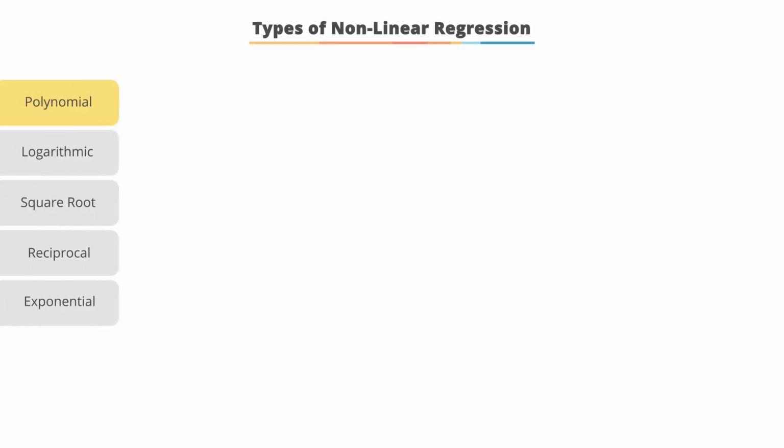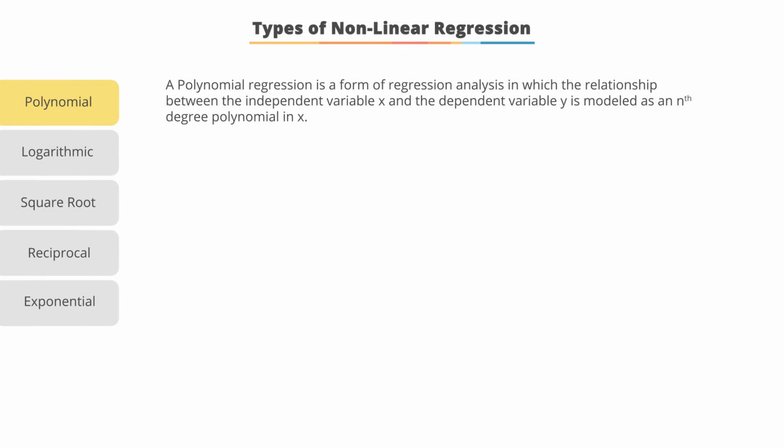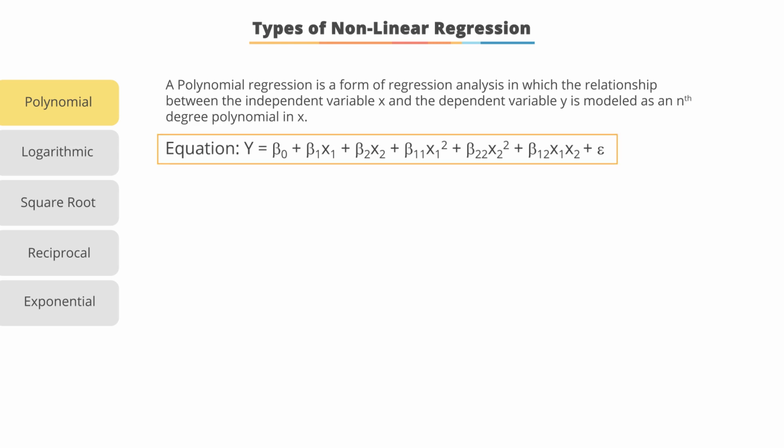First is a polynomial function. A polynomial regression is a form of regression analysis in which the relationship between the independent variable x and the dependent variable y is modeled as an nth degree polynomial. Now, where you actually see this isn't the b subscript 0 or b subscript 1 x1 or b subscript 2 x2. It's these other areas where you have b subscript 1 x1 squared, b subscript 2 x subscript 2 squared, and that is creating this polynomial function.